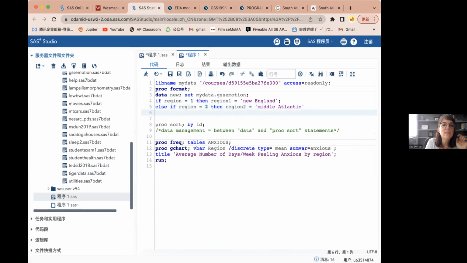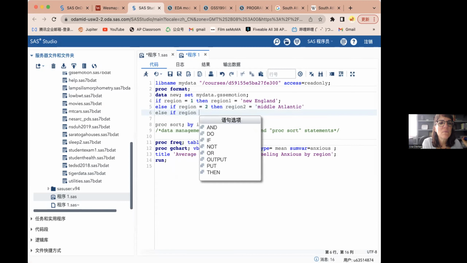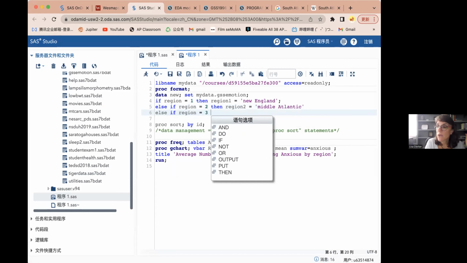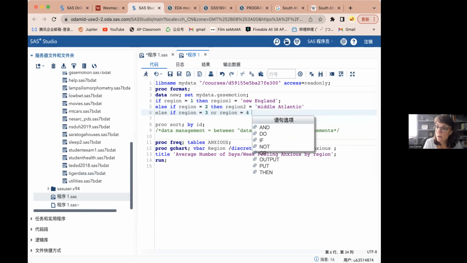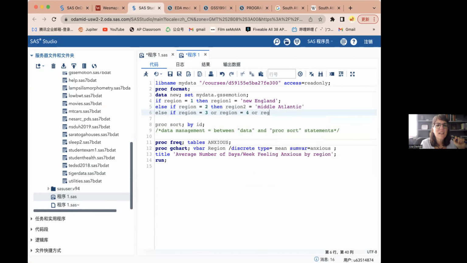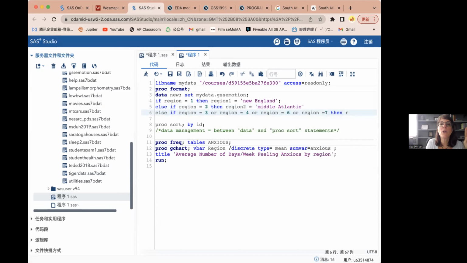Semicolon at the end, then else if. Now we're going to put the big group together, all those central places. So we're going to say else if region equals 3 or region equals 4 or region equals 6 or region equals 7, then region, I'm sorry, region 1. Just keep putting region 1. Our new variable is called region 1.